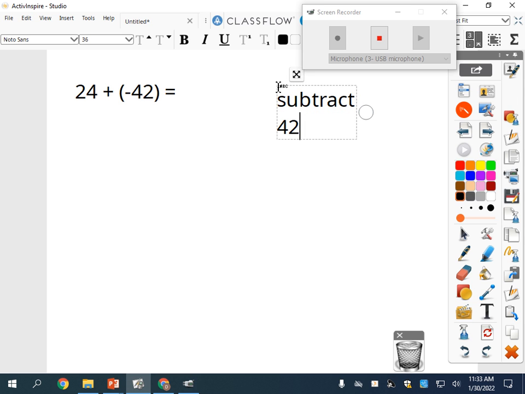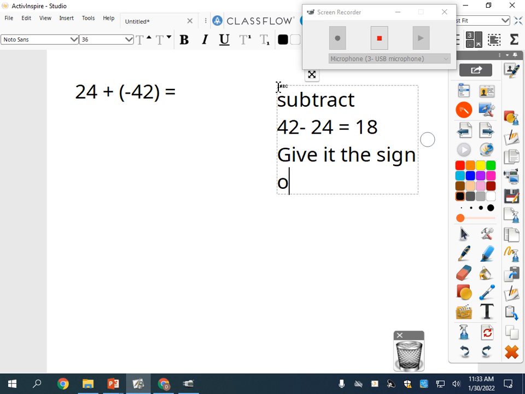So 42 minus 24 comes out to be 18. Then you give it the sign of the larger number. Well, 42 is bigger than 24, and 42 is negative, so my answer has to be a -18. That kind of sums up adding integers.